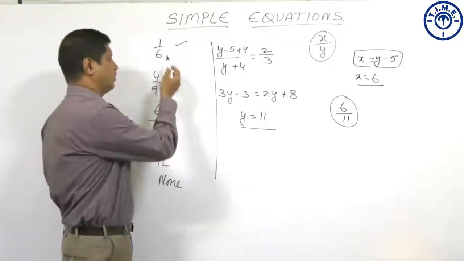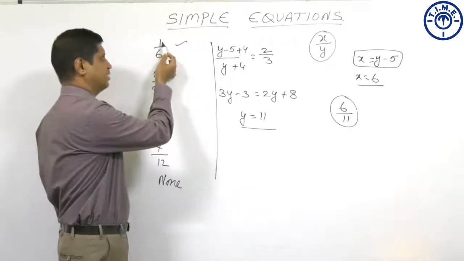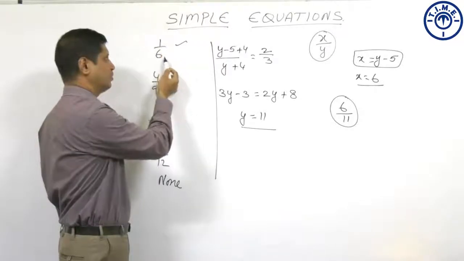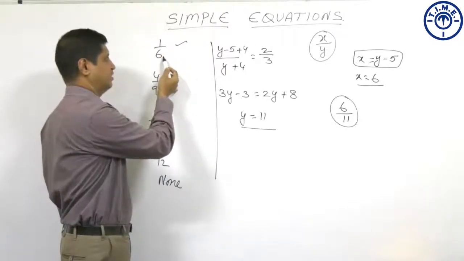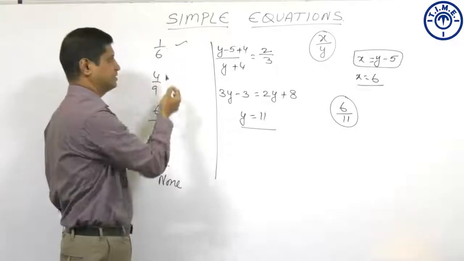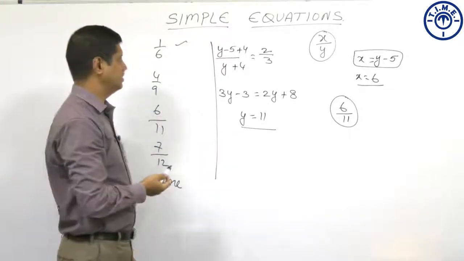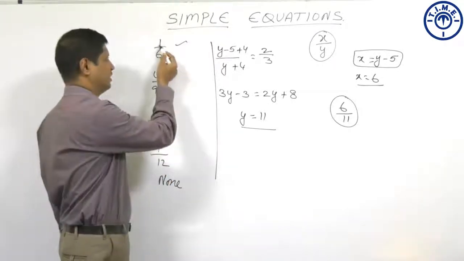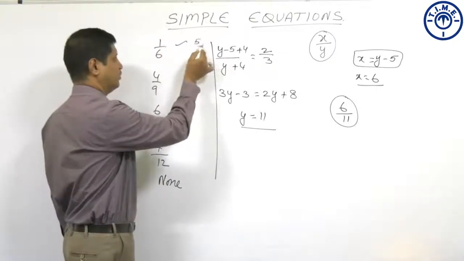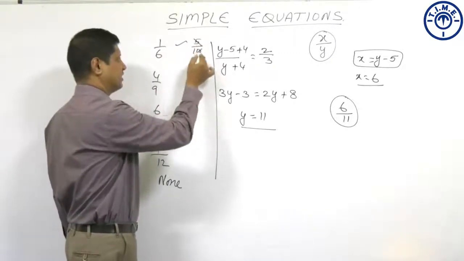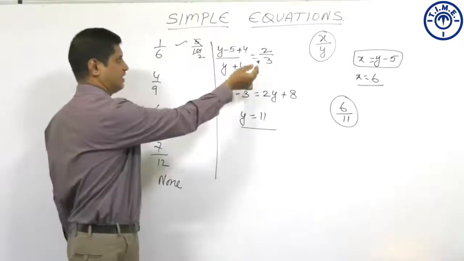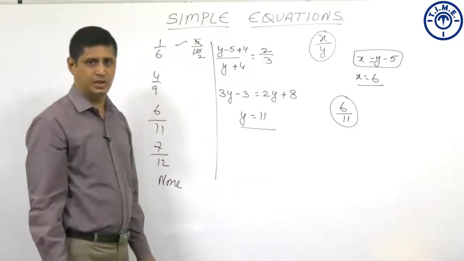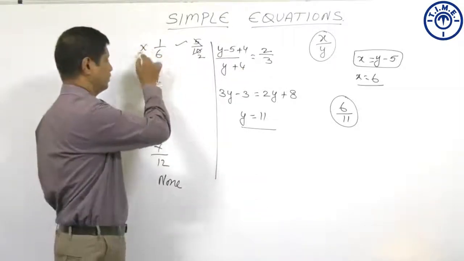Now, what about the second condition? 4 is added. When 4 is added on either side, 4 plus 1 is 5, 4 plus 6 is 10. So 5 by 10 means it is a half. So what we get here? 4 is added means 5 and 10. The result is half. It is not satisfying the given condition. Hence, it is ruled out.